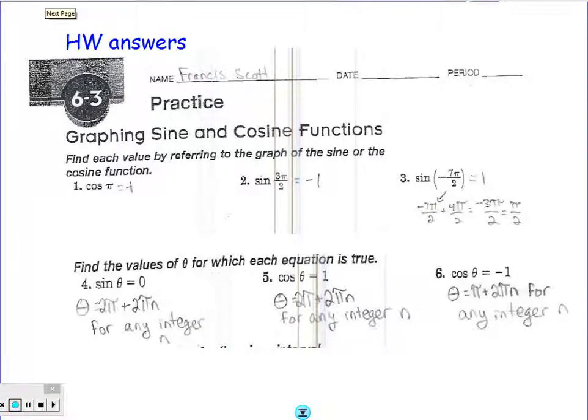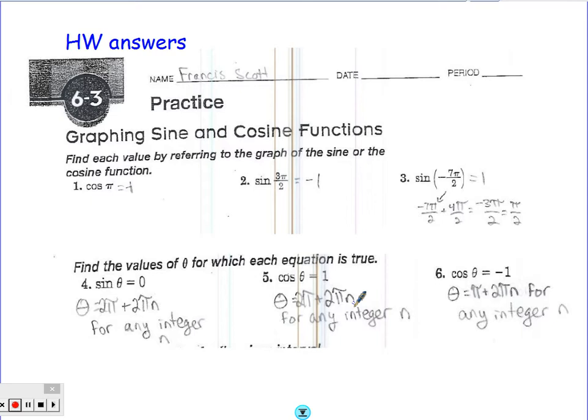All right, last night's homework. Let's check the answers. You should have got -1, -1. Over here, you got 1. Here, if you want to find the values for theta for which the equation is true, you would have theta equals 2 pi plus 2 pi n for any integer n. My colleague did this. He didn't use k. No big deal. n or k is just any letter. 2 pi plus 2 pi n.